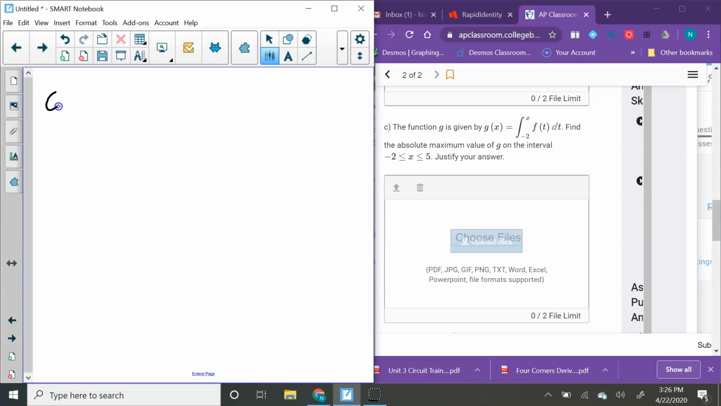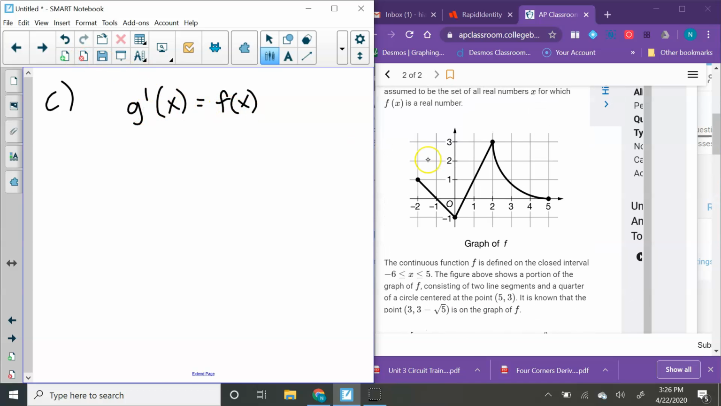So for C, the first thing we want to say, if g of x is the integral from -2 to x of f of t dt, then g prime of x is going to be, a derivative and an integral undo each other, so just f of x times the derivative of x, which is just 1, so you don't have to put that there. So f of x is the derivative of g. So let's go up here and look at our graph of f. And so of f, we've got a point right here where our derivative of g, or f of x, switches from negative to positive to negative. So this is a candidate for our maximum.